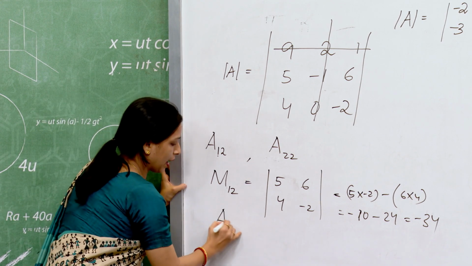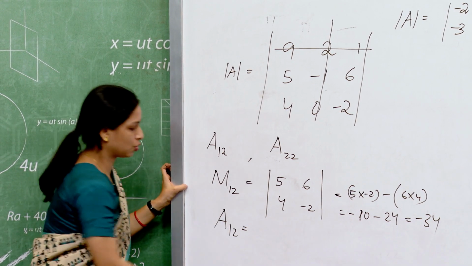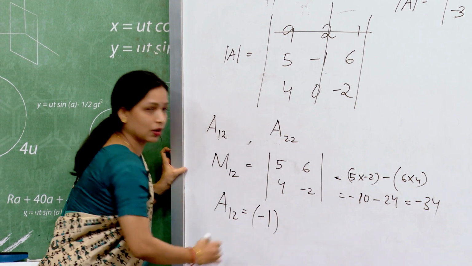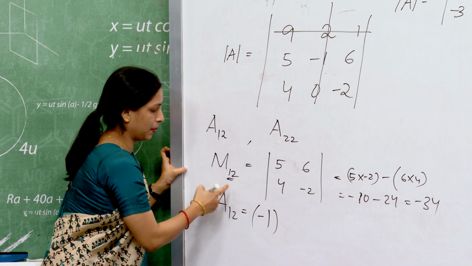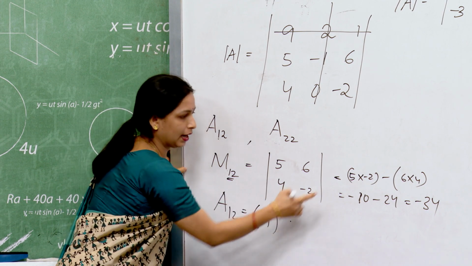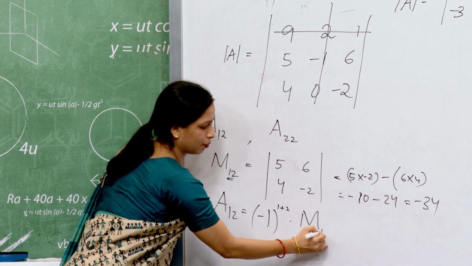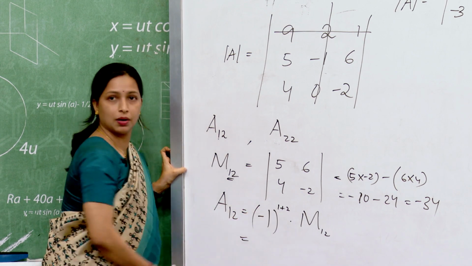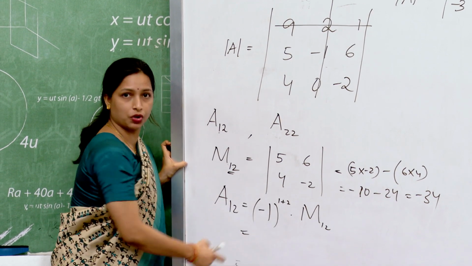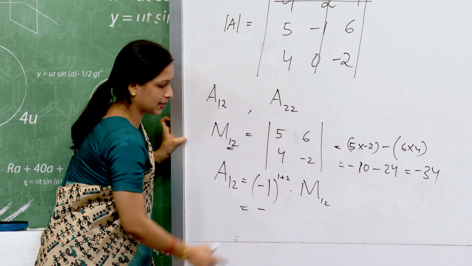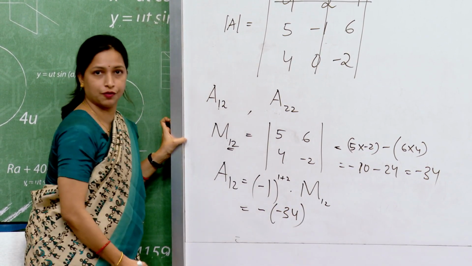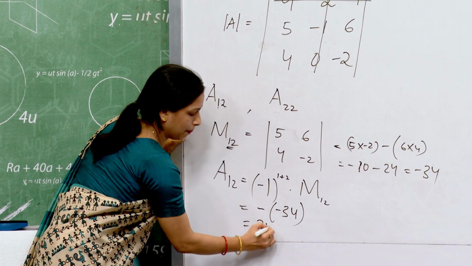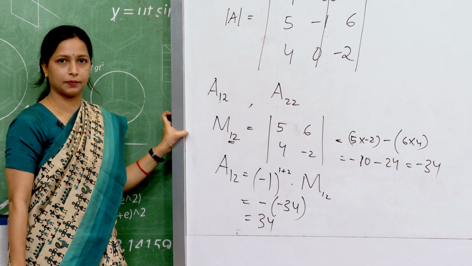Now, I have to find out the cofactor. So, cofactor is minus 1 to the power the position number, so 1 plus 2, into the minor of 1, 2. So, the sign will be minus to the power 3, means minus sign. So, minus sign, M12 is minus 34. So, the cofactor will become plus 34, right.